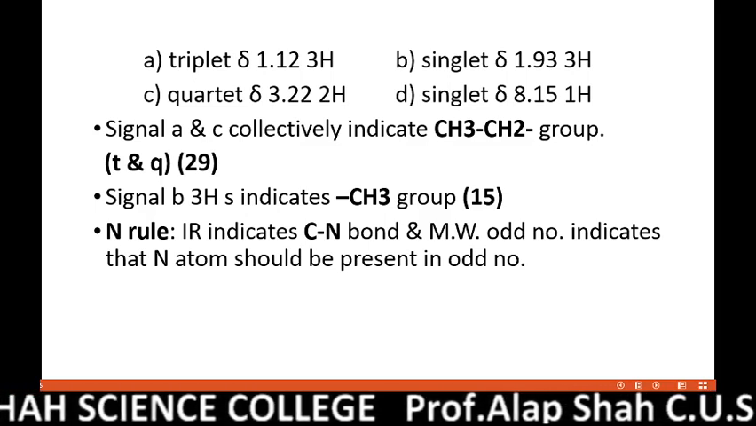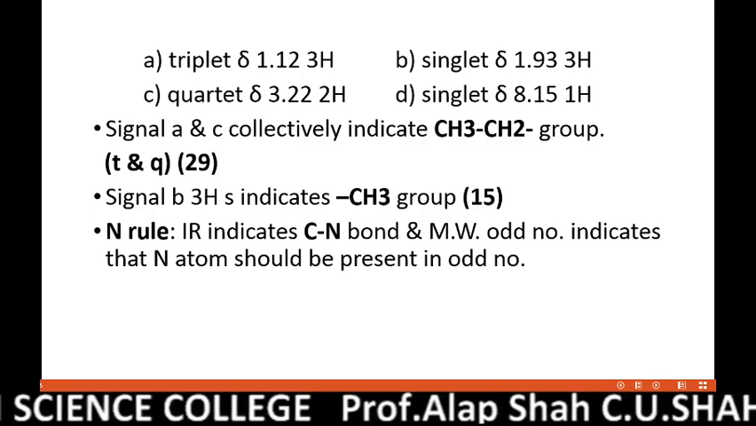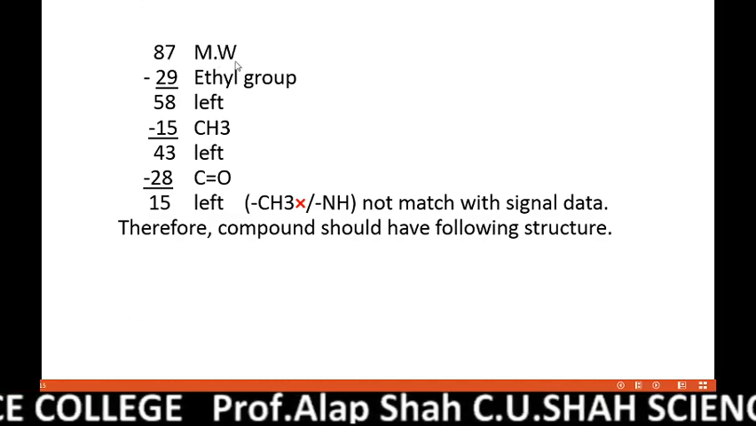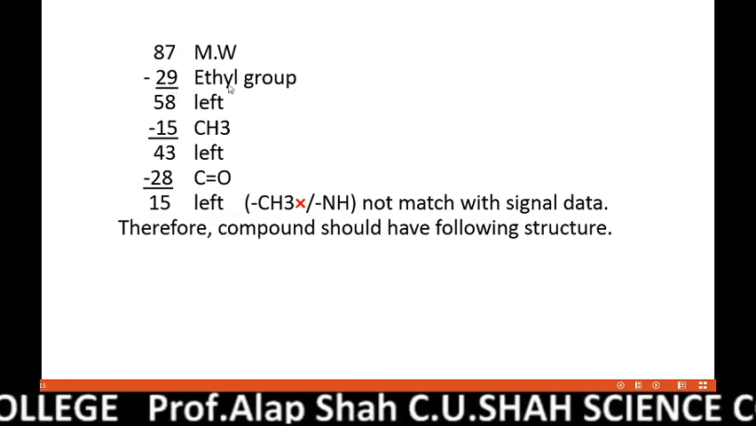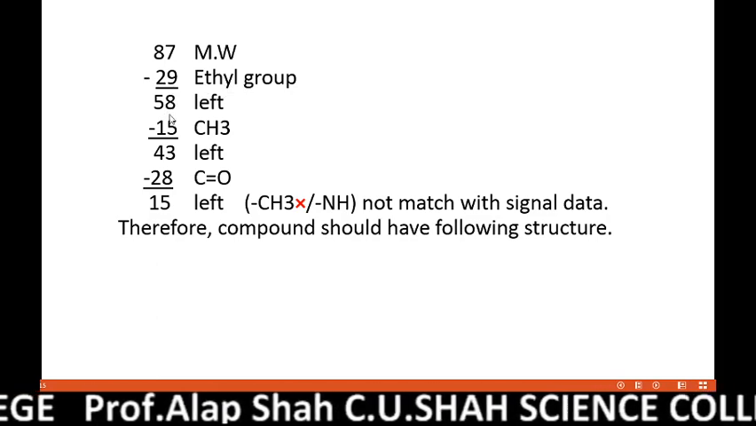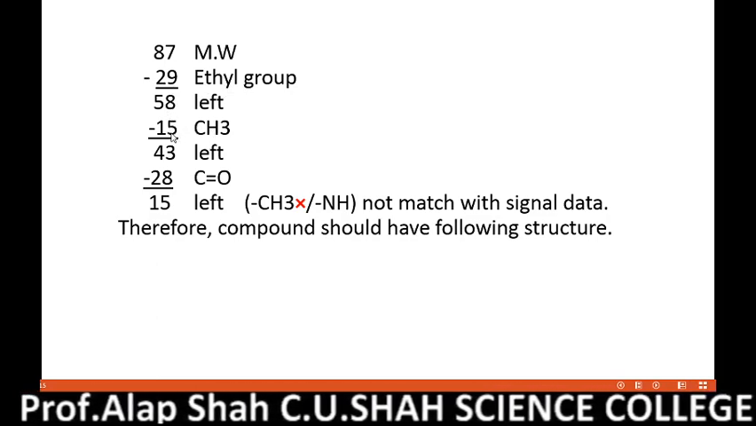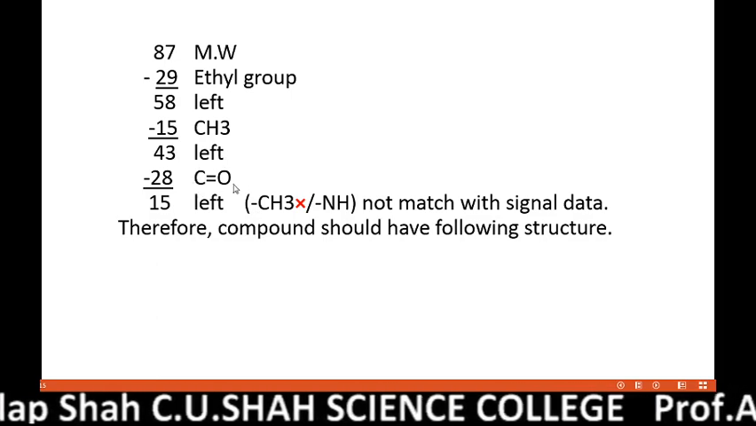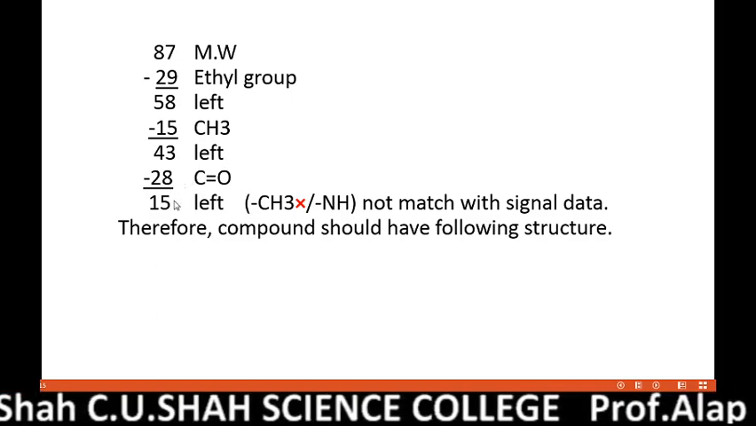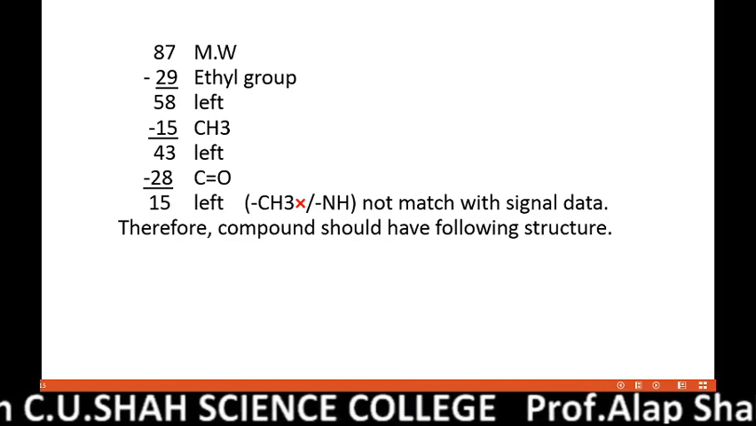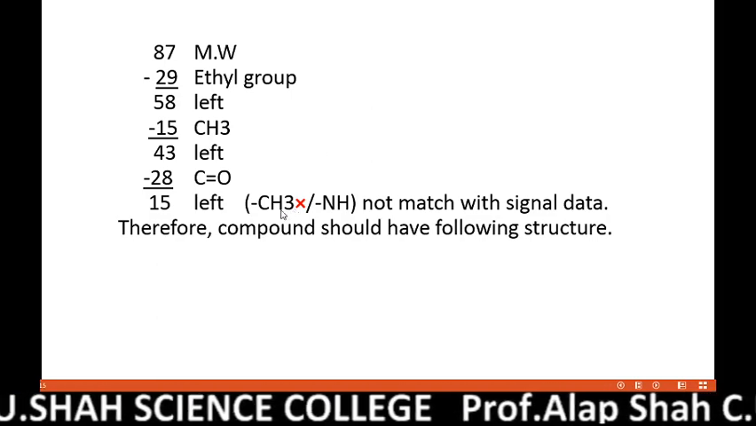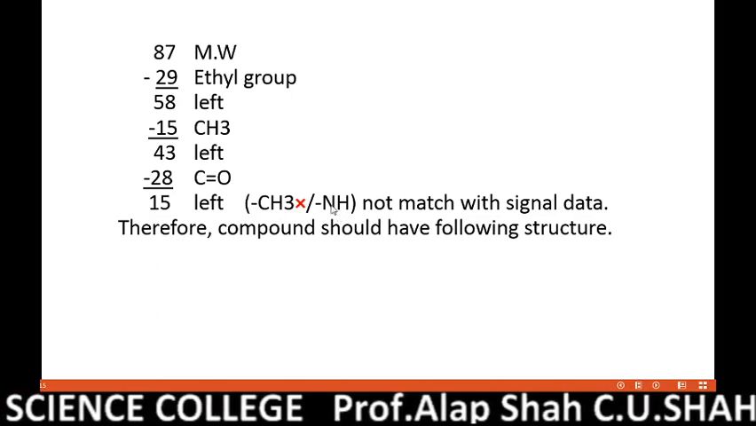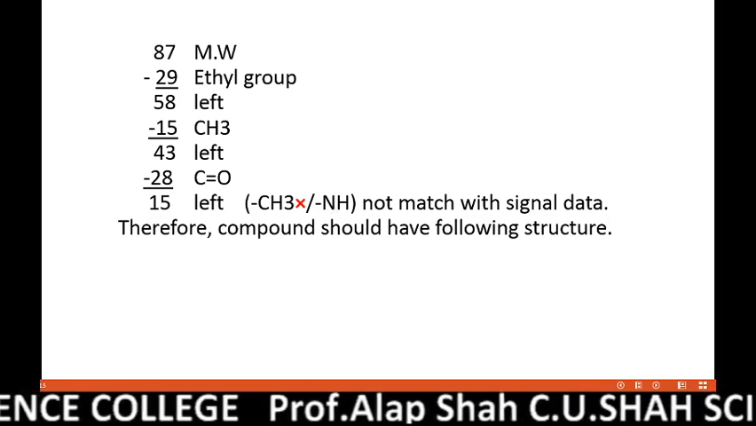Now, whichever groups we have identified, we will subtract them. This is the 87 molecular weight given, from which we subtract 29 for the ethyl group. So, remainder is 58. We have also confirmed the presence of methyl group, so 15 is its weight. So, 43 left. Carbonyl group for the 1655 IR band, so 28 for carbonyl. So, 15 is left. Now, there are two possibilities to justify weight 15, either a methyl group or an NH group. If we think about OH, then oxygen's atomic weight alone is 16, so that is not possible.